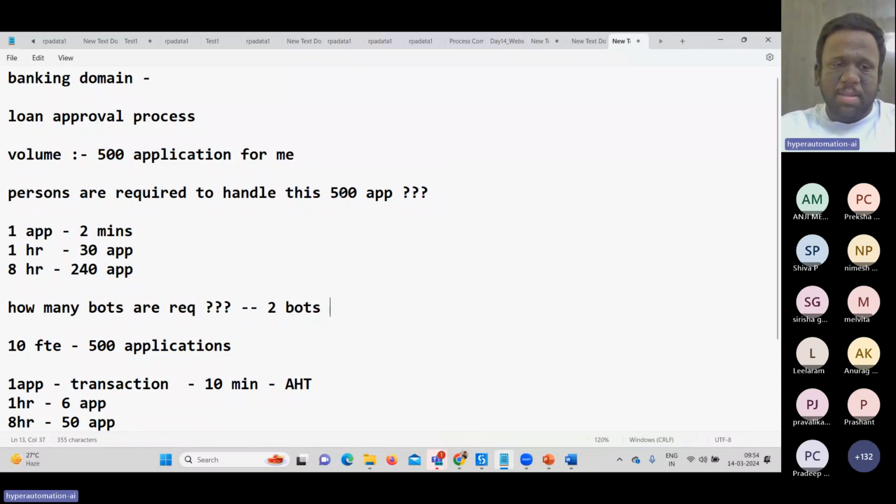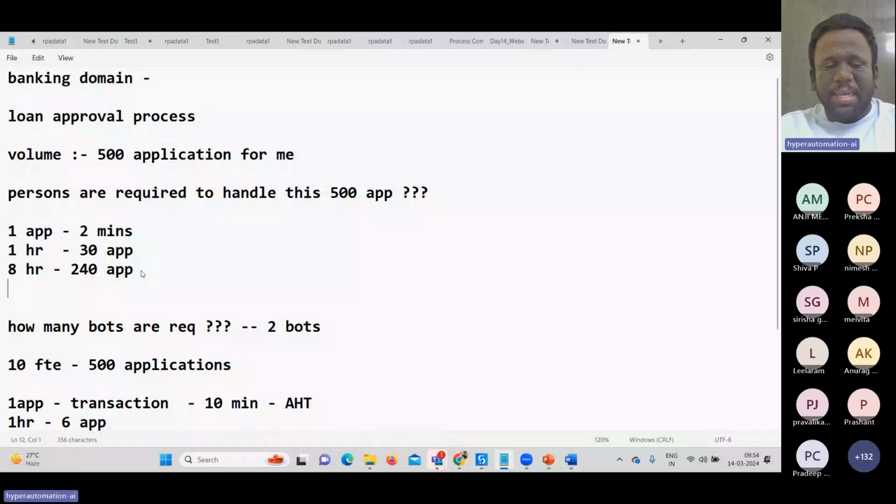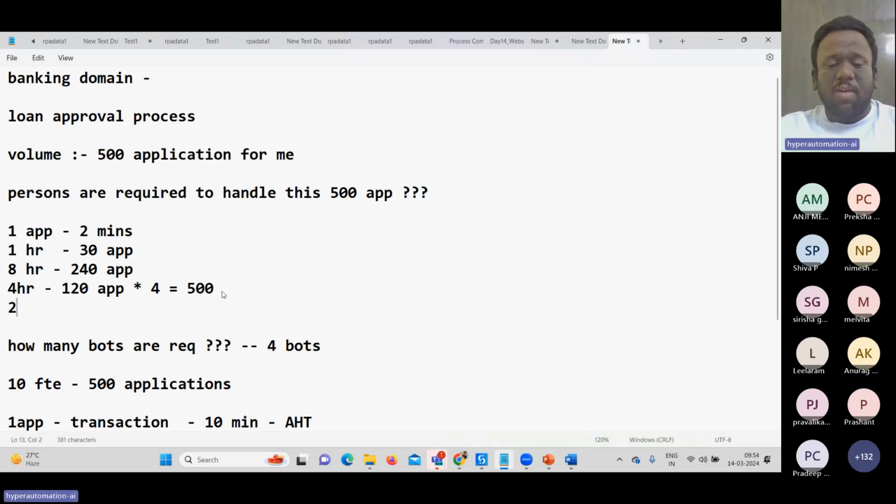Let's say that as per my business requirement, I need to complete within 4 hours. So 4 hours is 120 applications per bot, and you require how many bots? Into 4, it's 480, which is near to 500 applications, right? So it requires 4 bots if you want to complete within 4 hours. Let's say as per business requirement, I want to complete that in 24 hours. How many bots do I require? Only one bot, because within 16 or 17 hours, your single bot can complete all 500 applications.